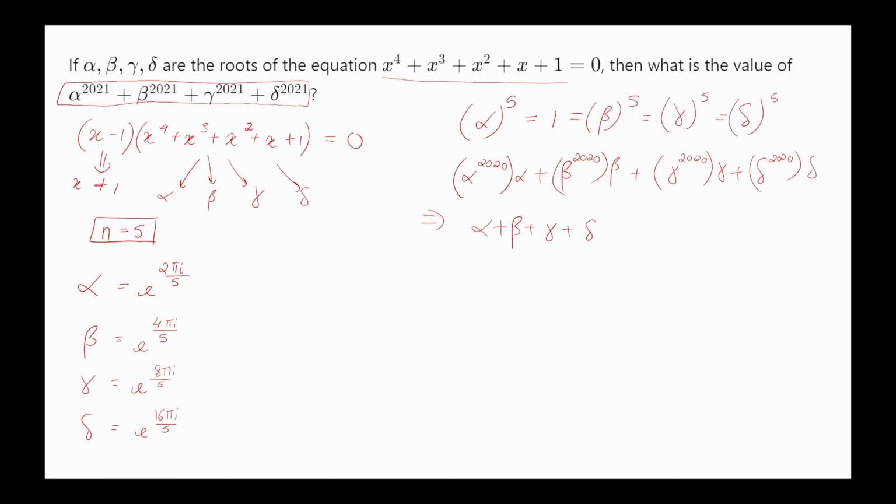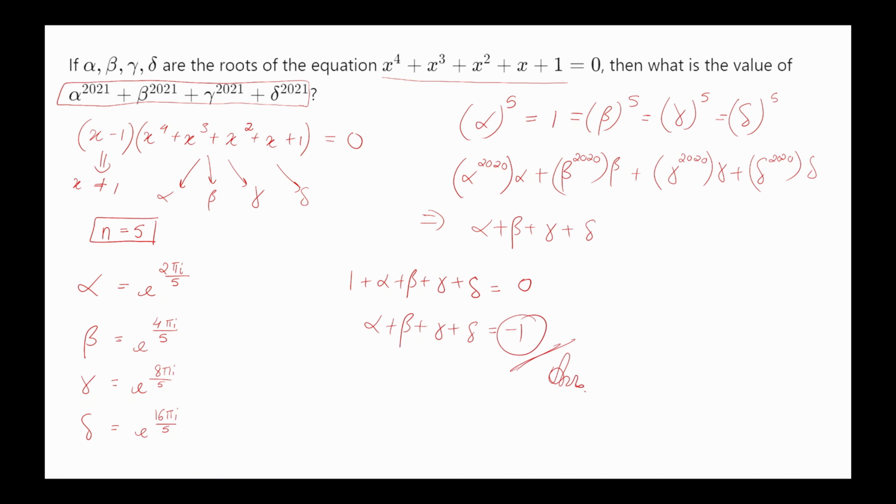And we have already studied that the sum of all the roots of any nth root of unity is going to be 0. So we know that 1 plus alpha plus beta plus gamma plus delta is always going to be 0. That means the value of alpha plus beta plus gamma plus delta that I'm getting is going to be minus 1. So this is my answer.